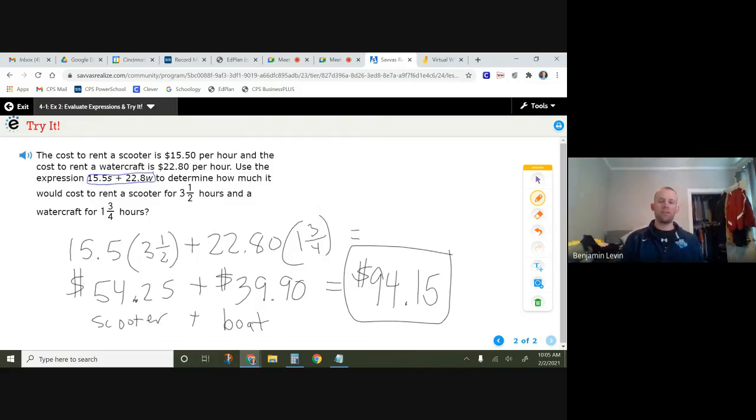So that is the total cost to rent a scooter for 3.5 hours, and then a boat for 1 3/4 hours, which would be 105 minutes. Right? That's the same as 105 minutes. All right, let's move on. Let's see if we got this correct. I don't even know if they're going to tell us whether we got it correct or not. This is one that we just had to do on our own. So there you go, 94.15.